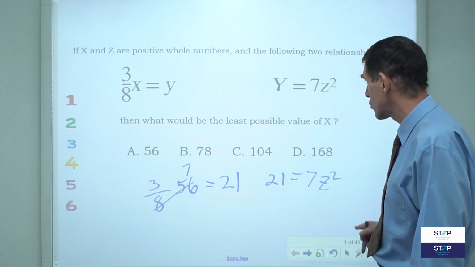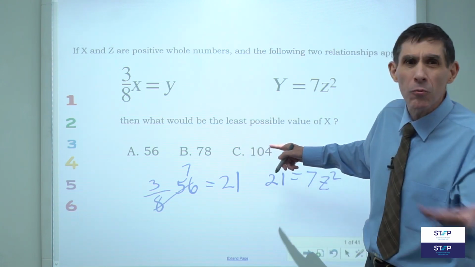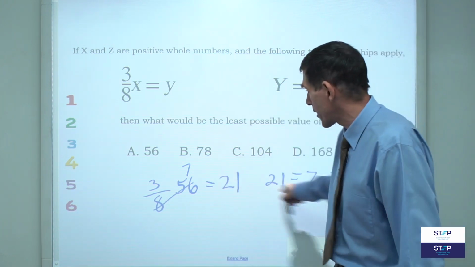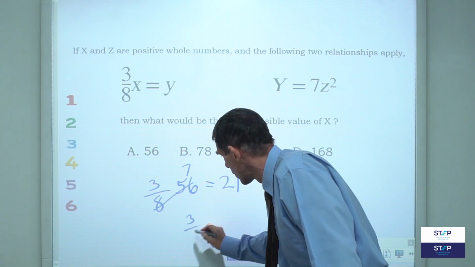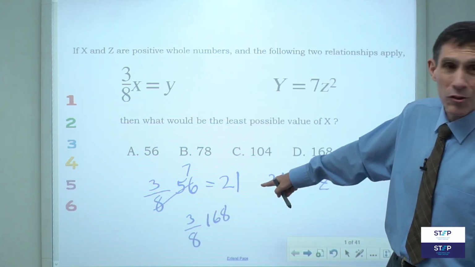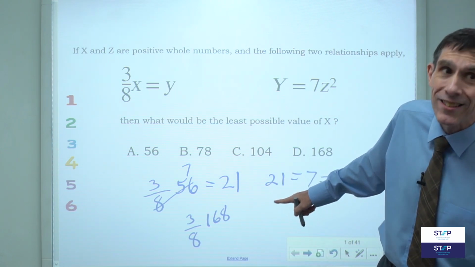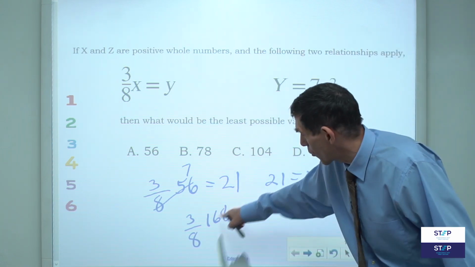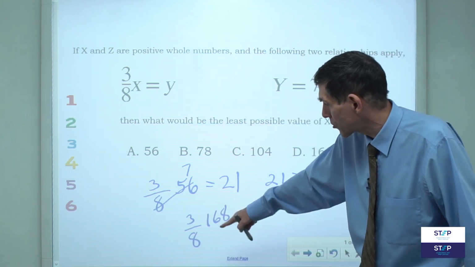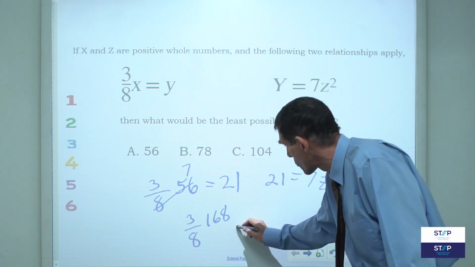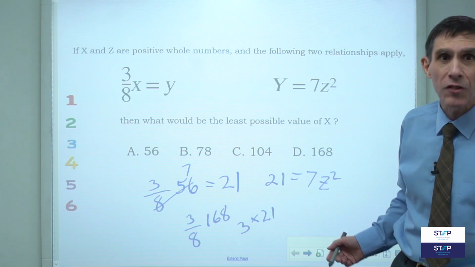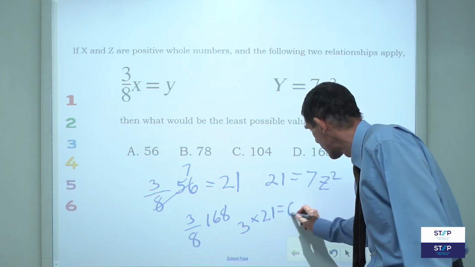Let's go back to the problem. Let's go to 168. Let's try that. 3/8 times 168. I'll just do it right under here. 8 goes into 168. You should be able to do that in your head. 21, 2 times 16, 8, 21. So 168 over 8 is 21. 3 times 21, again multiplication tables, 63. Should work, right? Okay, 63.